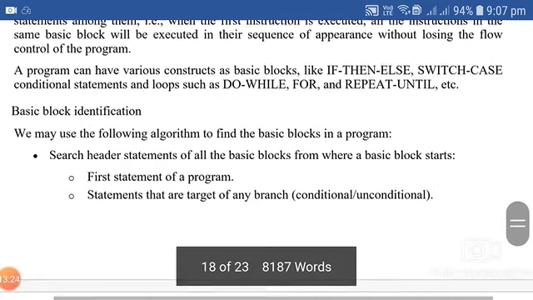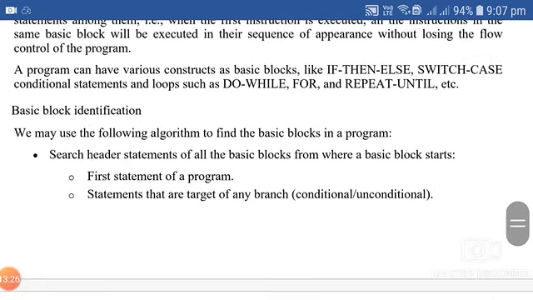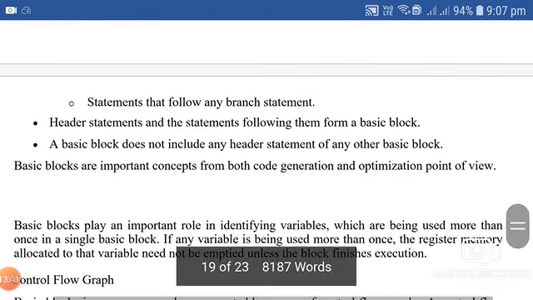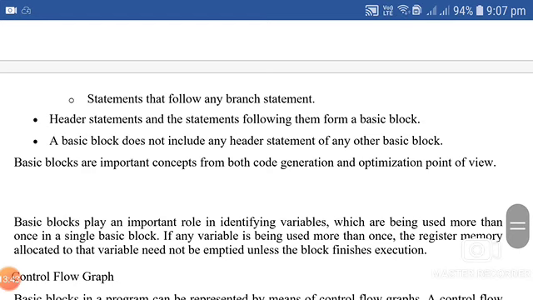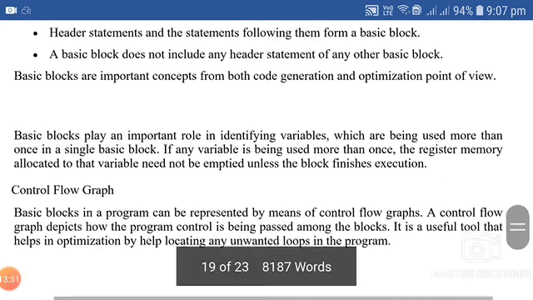So next is basic block identification. We may use the following algorithm to find the basic blocks in a program. Search header statements of all the basic blocks from where a basic block starts: the first statement of the program, statements that are the target of any branch, and statements that follow any branch. Header statements and the statements following them form a basic block. A basic block does not include any header statements of any other basic blocks.